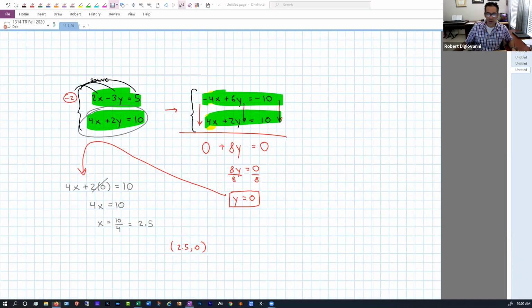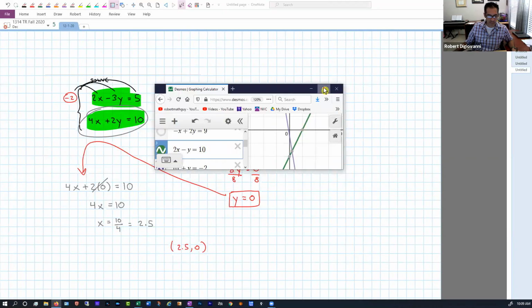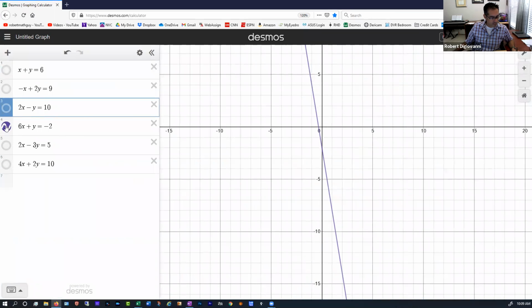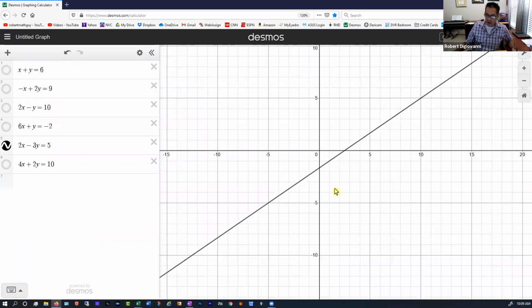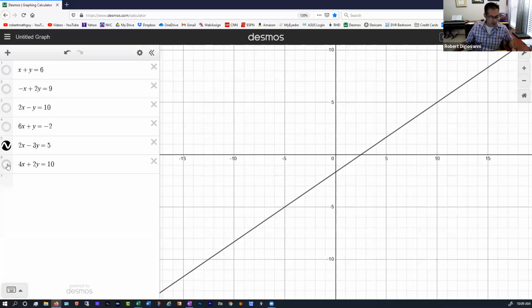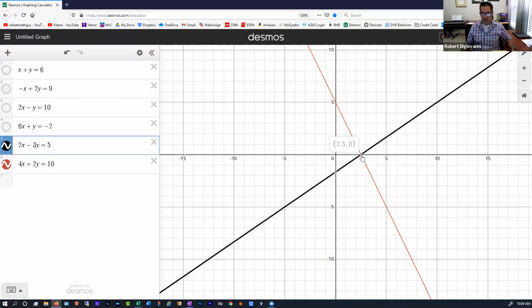I'll show you the picture of what we just did. Here's the graph of the first line. Here's the graph of the second line. And they hit each other right here. And if I hover over the point, you can see it's the point (2.5, 0). So we found that solution that solves both equations simultaneously. All right, we good?